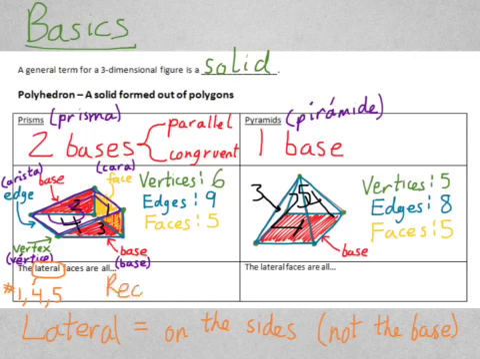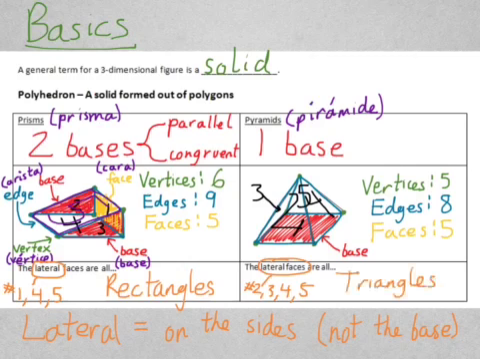Faces 1, 4, and 5 are all rectangles. That's true for all prisms. Okay? Their lateral faces are all rectangles. For a pyramid, the lateral faces would be 2, 3, 4, and 5. The only one that's a base and doesn't count is number 1. Okay? All of those are triangles. For all pyramids, the lateral faces are triangles.